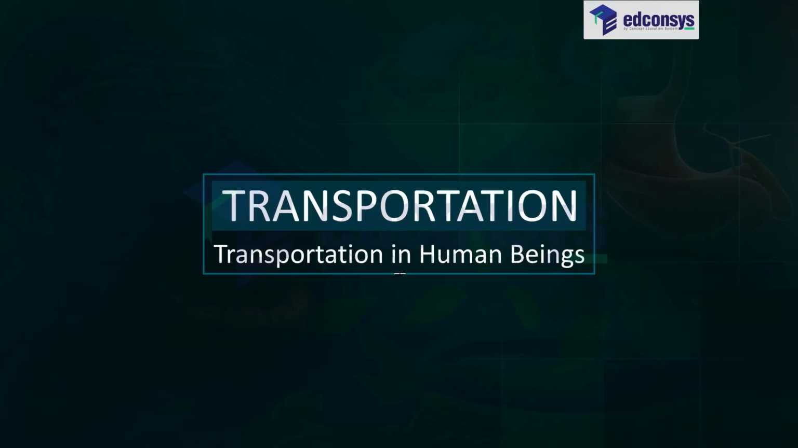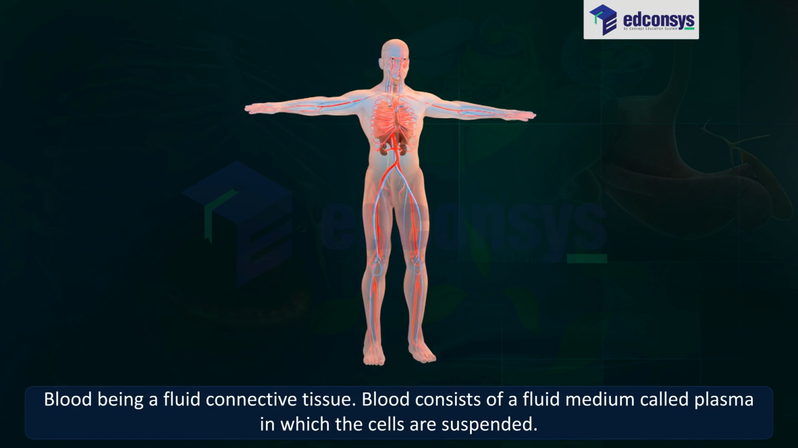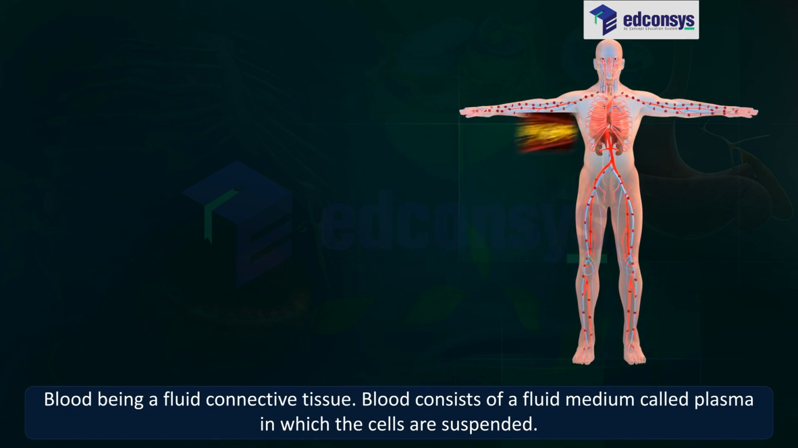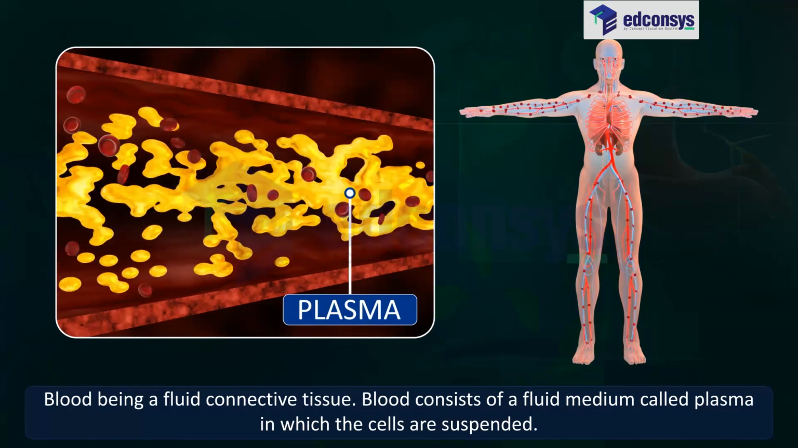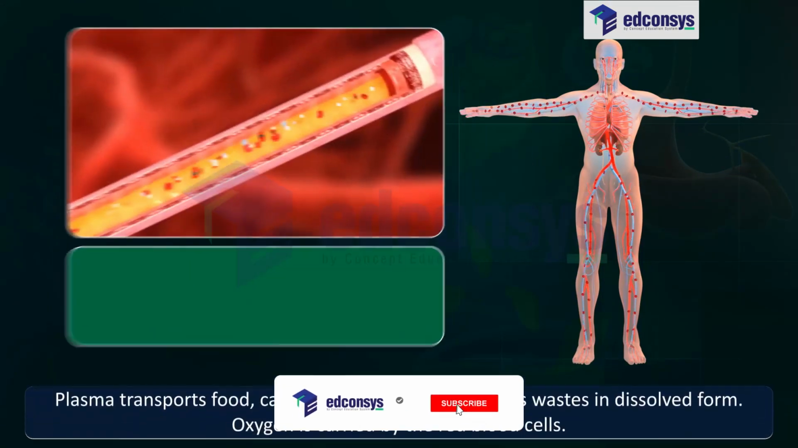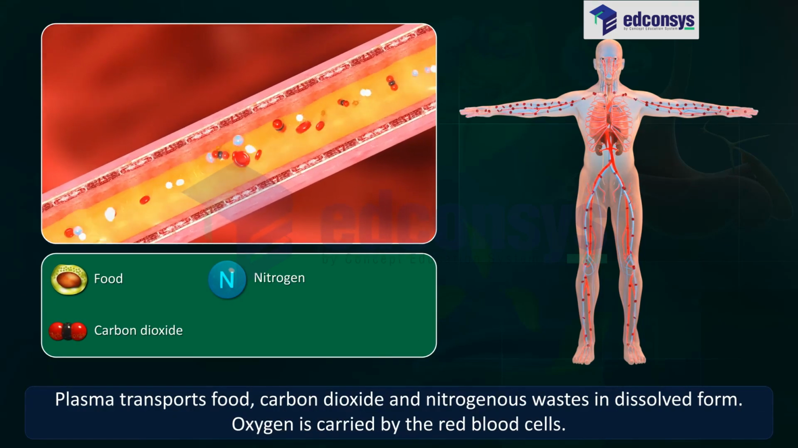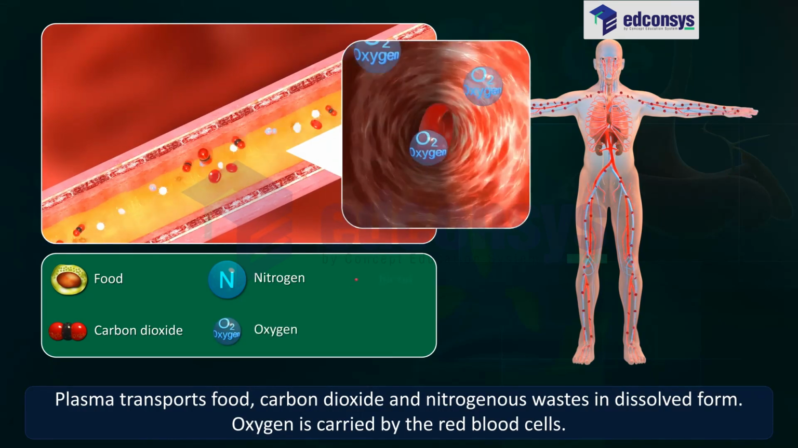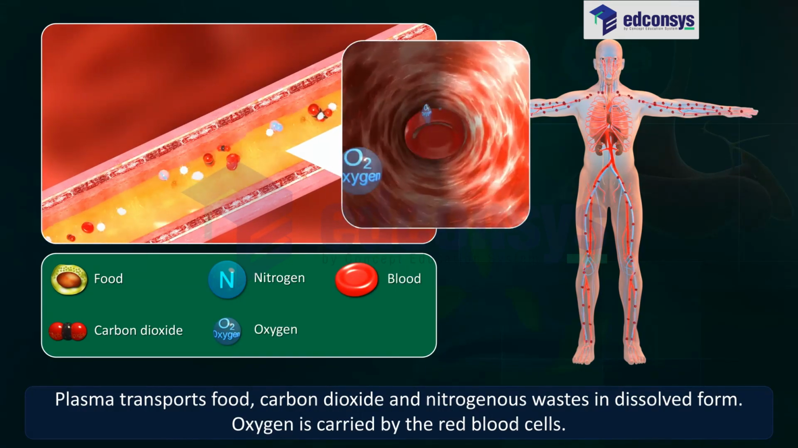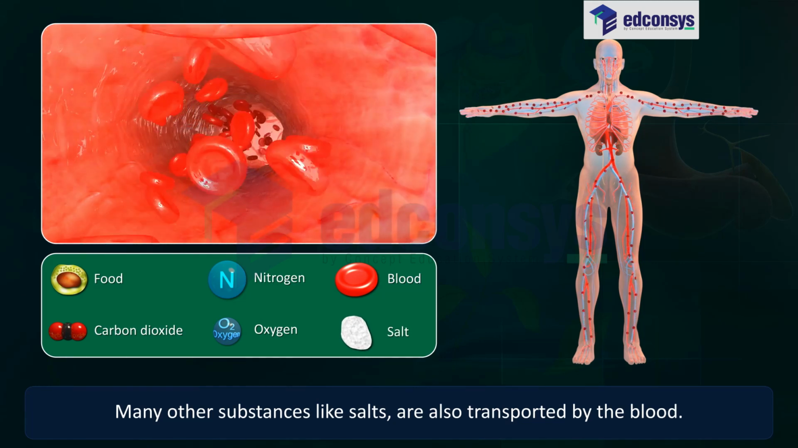Transportation in human beings. Blood is a fluid connective tissue. Blood consists of a fluid medium called plasma, in which the cells are suspended. Plasma transports food, carbon dioxide, and nitrogenous wastes in dissolved form. Oxygen is carried by the red blood cells. Many other substances like salts are also transported by the blood.